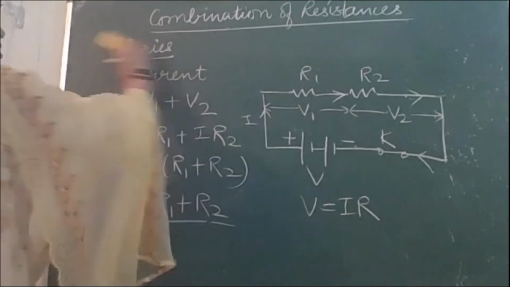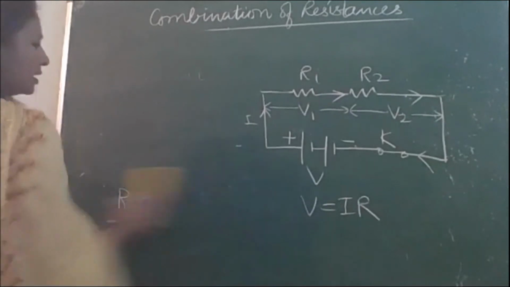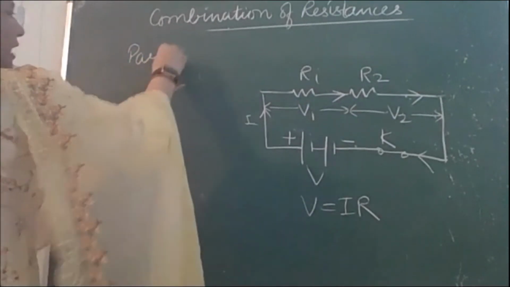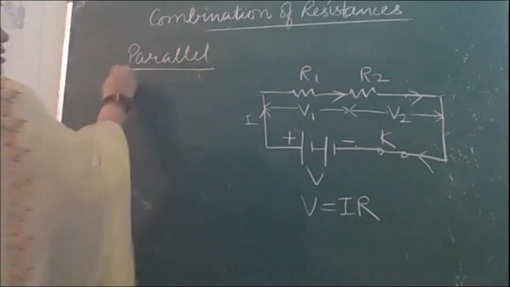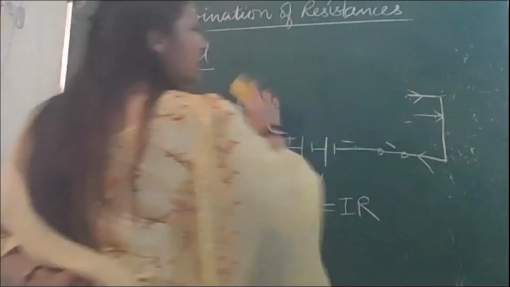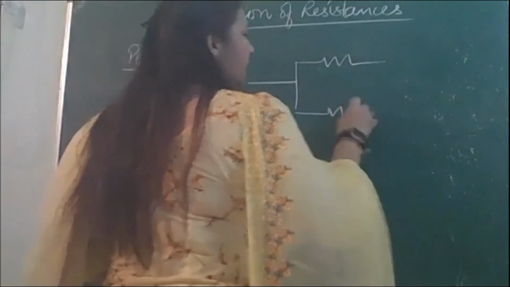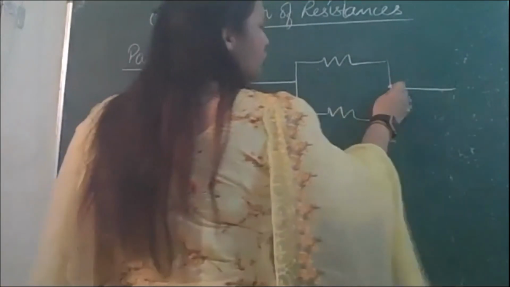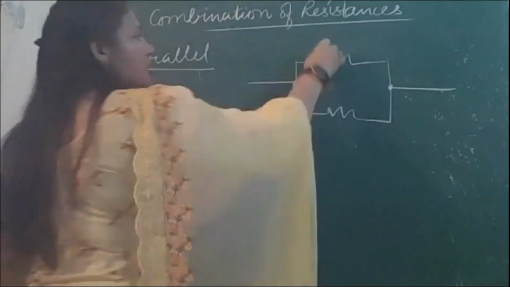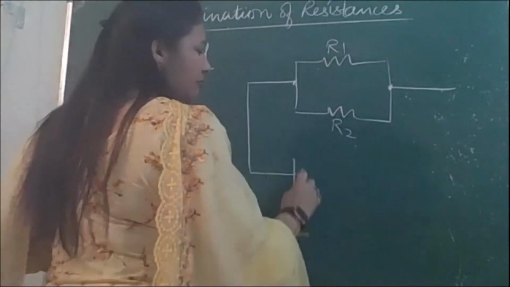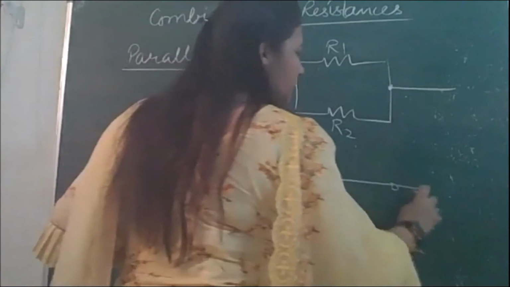Parallel combination now we are going to do. Let us see how to calculate equivalent resistance when they are connected between the same 2 points, when they are connected in parallel. So again we are taking two resistances R1 and R2 that have been connected in parallel between the same 2 points, this point and this point. So this is R1 and this is R2 and they have been connected to a battery and a key.